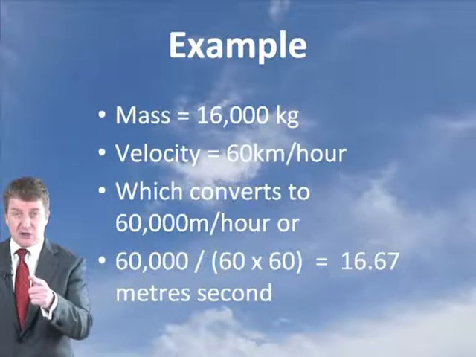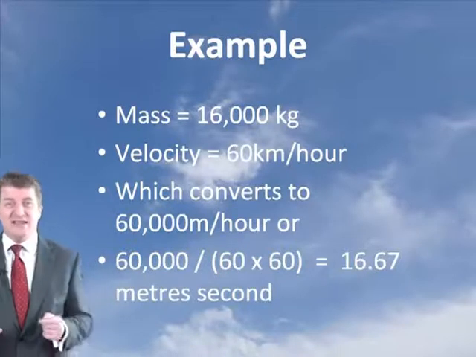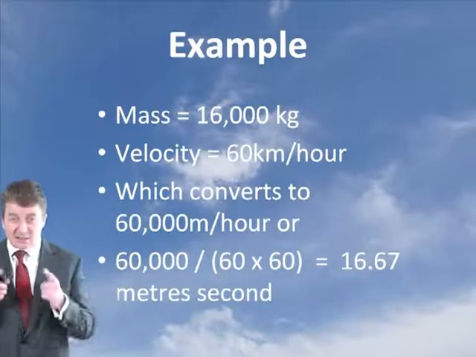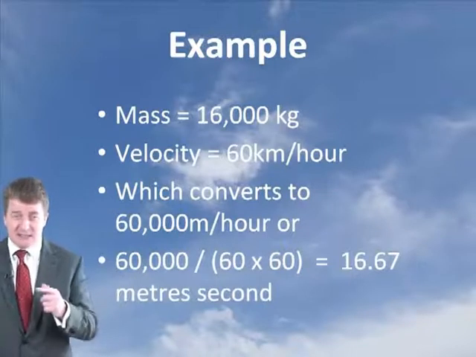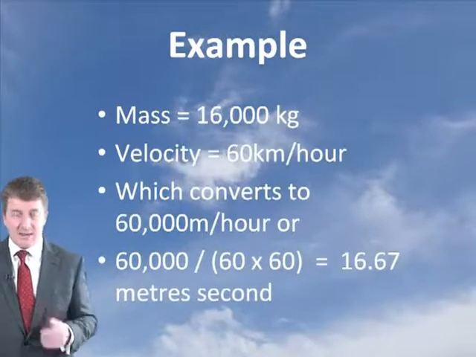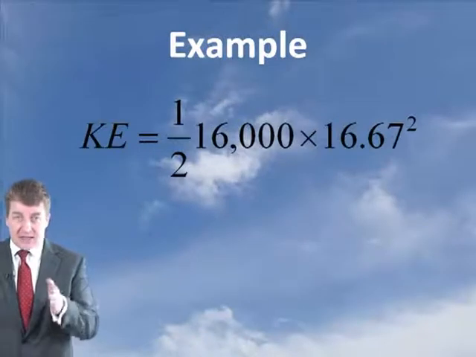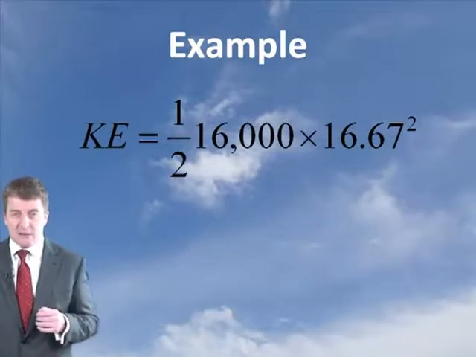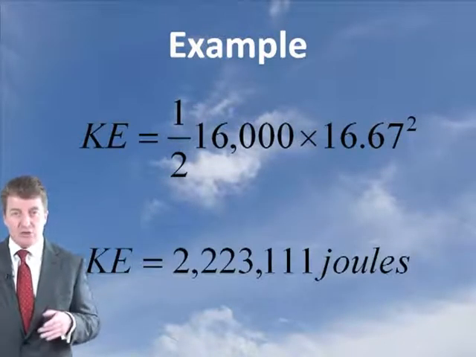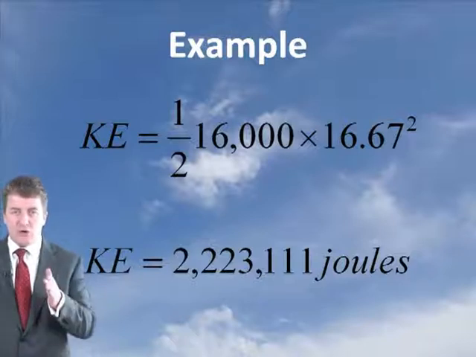So that's the first thing you've got to do. Make sure everything's in the SI unit, and the SI unit is metres a second. 16.67 metres a second. If you put these in the formula, the kinetic energy of that vehicle is 2,223,111 joules of energy. So that's how much energy it is.